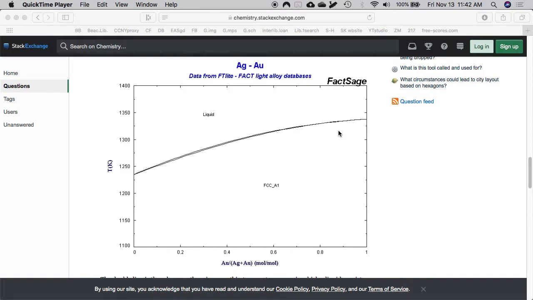The reason that does occur sometimes, and in this case, is that gold and silver form what we call a solid solution. They mix together very well. And so the fact that there's an atom of gold versus an atom of silver there doesn't make much of a difference in terms of the strength of the bonds holding them together.